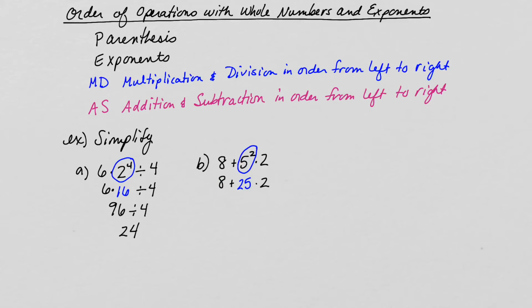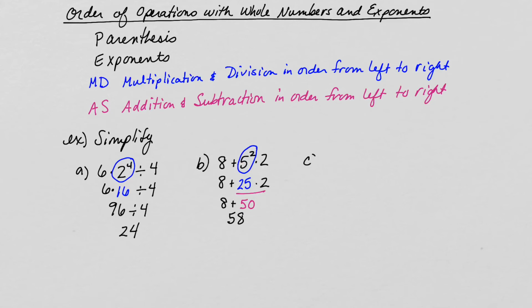Now, if I look at this, I'm looking for multiplication and division. Starting on the left-hand side, I don't have any, so this is addition, so we're going to ignore it for right this second. Then here I have multiplication, 25 times 2. So that's the first thing I do. 25 times 2 is 50. So I have 8 plus 50, and 8 plus 50 is 58.